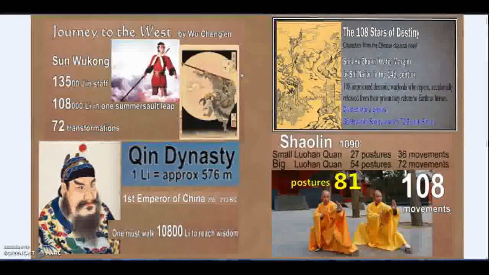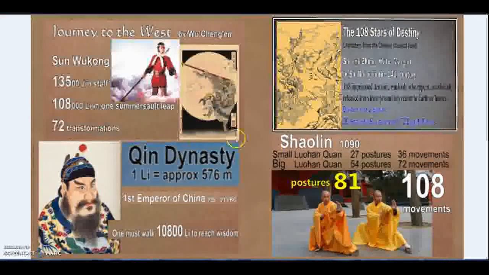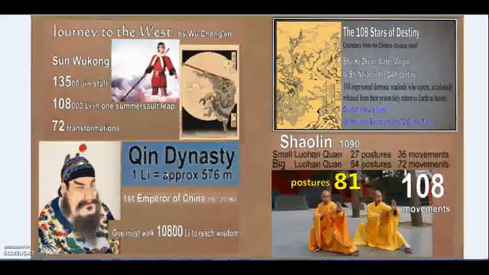However, in the Far East, in China, for instance, in Chinese literature, you're going to find 108, 108,000. These same numbers will appear over and over, 108 stars of destiny. Interesting, in the Qin dynasty, Wan Li, a very important character because he standardized architecture, many social aspects, and weights and measures. And since quite a while ago in China, one must walk 10,800 li to reach wisdom.